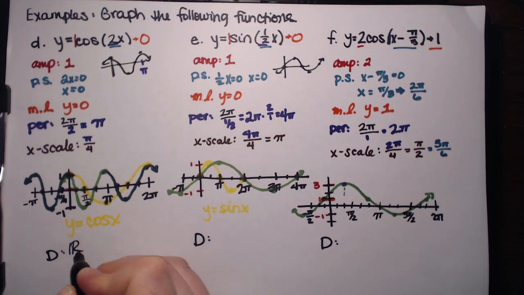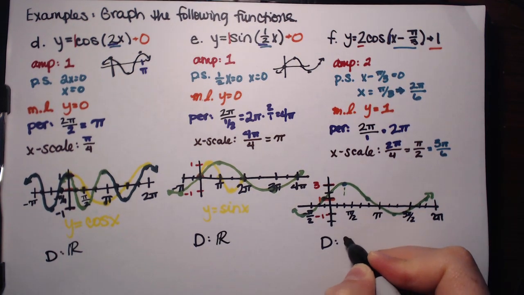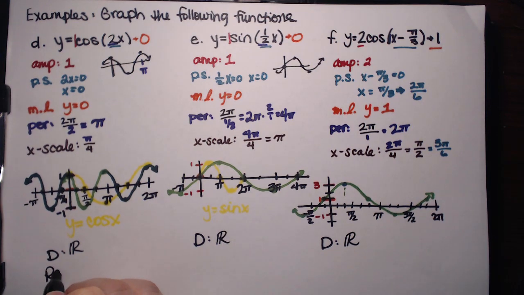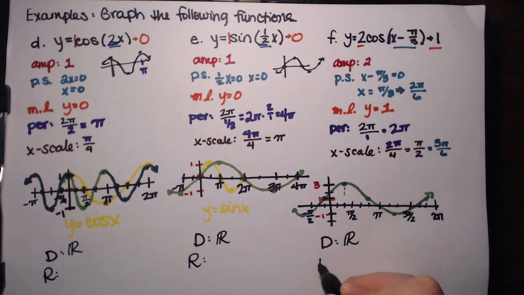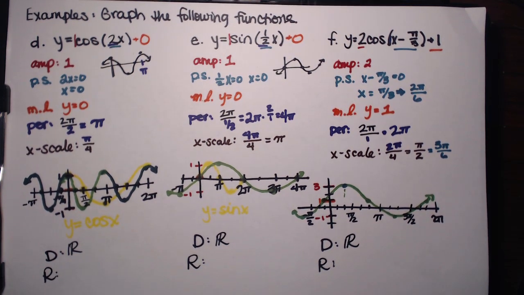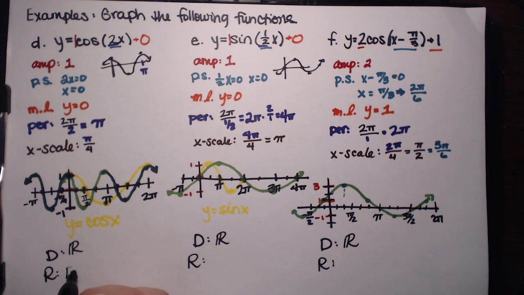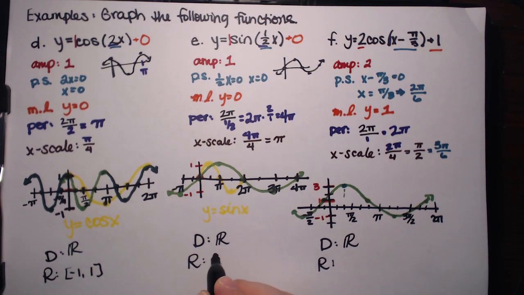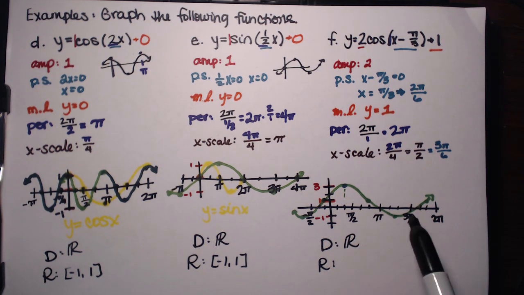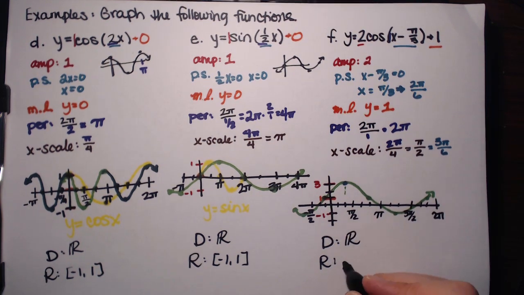Domain is all real numbers. Range, that's where we're going to look at the maximum and minimum. On this one, it was -1 to 1, -1 to 1. This one, because it was shifted up 1 and had an amplitude of 2, it's actually -1 to 3.